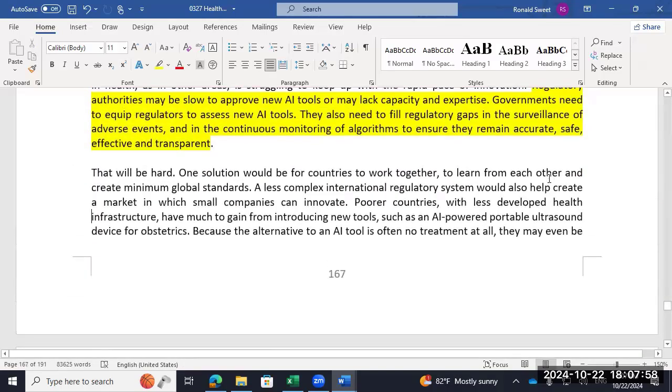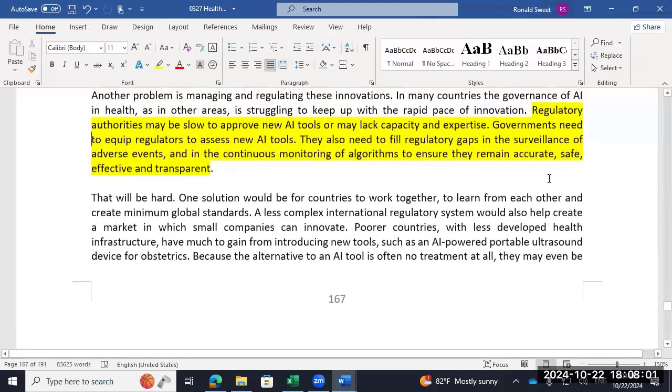So this article is talking about what you may not talk about, the regulatory side. Surveillance of adverse events, the continuous monitoring of algorithms to make sure they remain accurate and safe. So, you know, there's some fear of letting AI go.